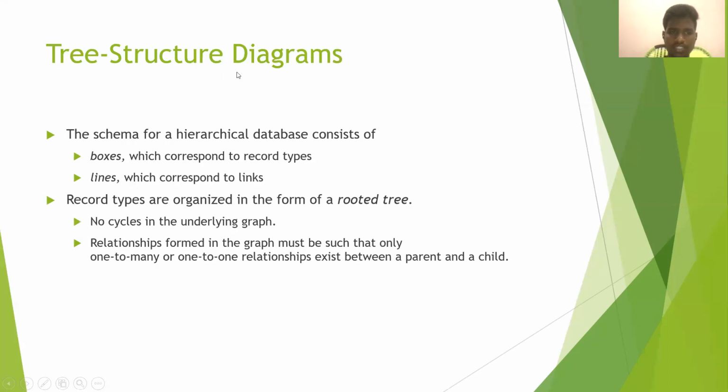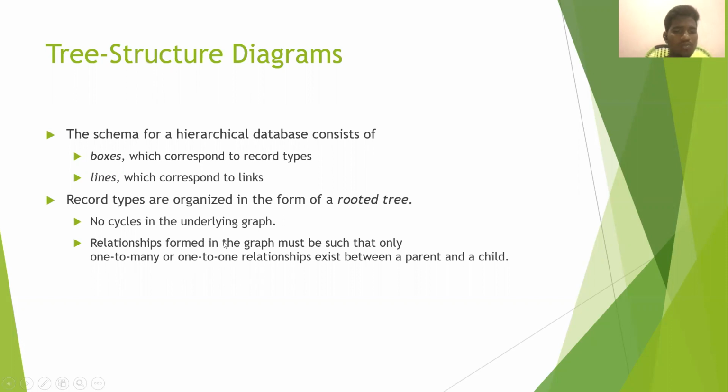First, let's see what tree structure diagrams are. The schema for a hierarchical database consists of boxes, which correspond to record types, and lines, which correspond to links. Here, the schema in the tree structure diagram has two things: boxes and lines. Boxes represent the record types and the lines represent the link between two record types. Record types are organized in the form of rooted trees, with no cycle in the underlying graph.